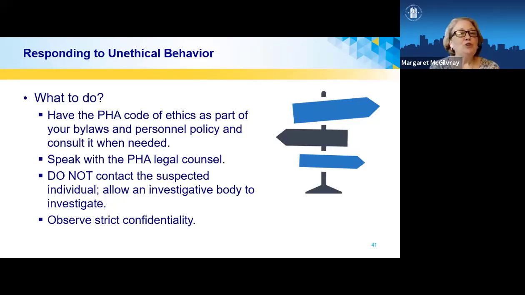And what should you do if you suspect unethical behavior? Your authority should have bylaws and a code of ethics that ensure public confidence in the integrity of the PHA and accountability to the people it serves. So these should be your guide as a board member and the first place that you refer. There should be some reflection of what you should do in those bylaws. So review your authority's bylaws and understand how they guide unethical behavior.